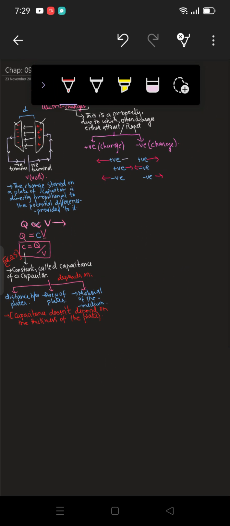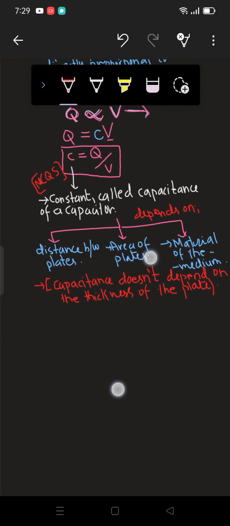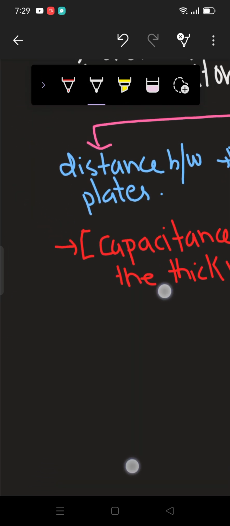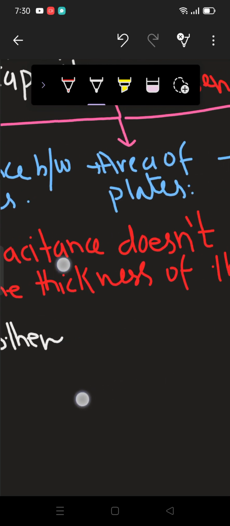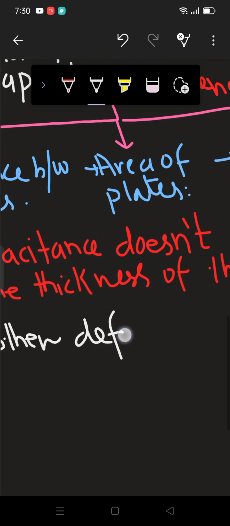Or you can define the C, the capacitance of a capacitor, the constant which is known as capacitance of a capacitor, as the ratio of the charges which are stored on the capacitor and the potential difference provided to it, or the potential difference across the conductor, right? So there is another definition for it.